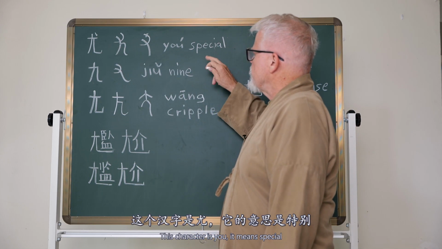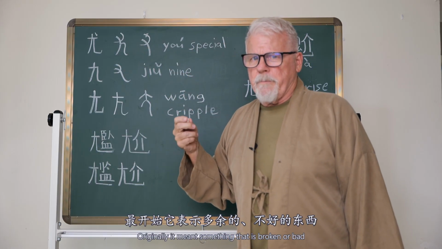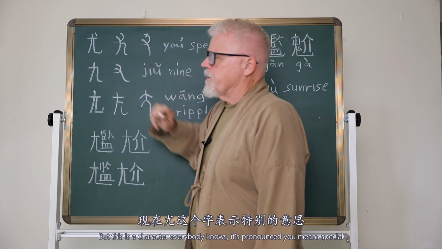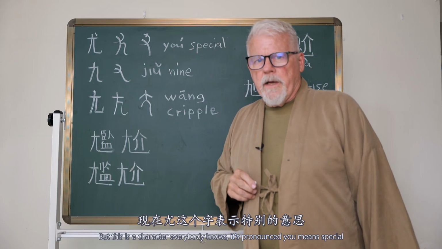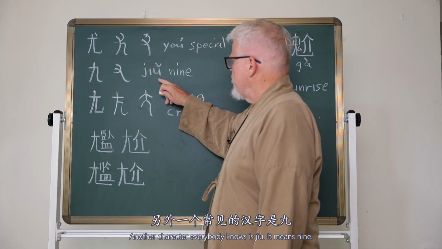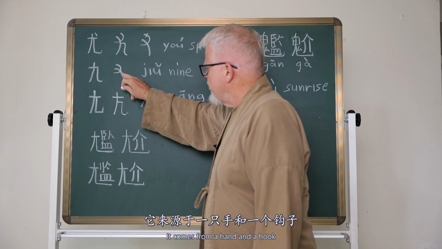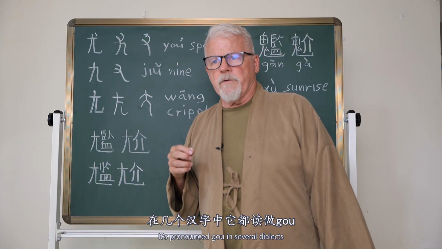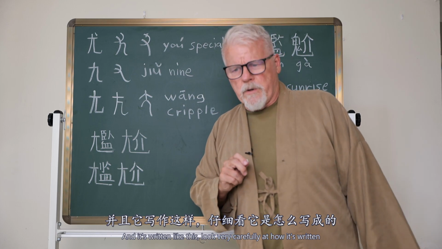It means special. It comes from a hand that is broken. Originally it meant something that is broken or bad. But this is a character everybody knows. It's pronounced yo, means special. Another character everybody knows is jiu. It means 9. It comes from a hand and a hook. It's pronounced go in several dialects, and it's written like this. Look very carefully at how it's written.